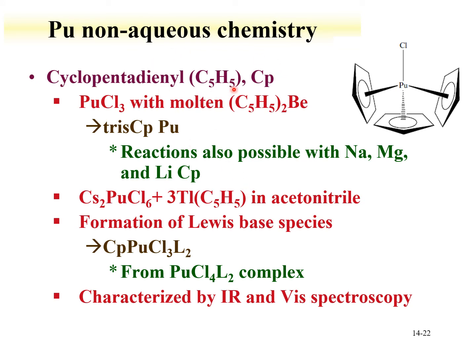Cyclopentadiene is also a common compound used in organometallic chemistry, and again, using plutonium trichloride with molten Cp beryllium, you can get the tris-Cp chloride as a compound. This has been characterized by IR and UV-visible spectroscopy, and this compound is a suitable starting material for further synthesis.